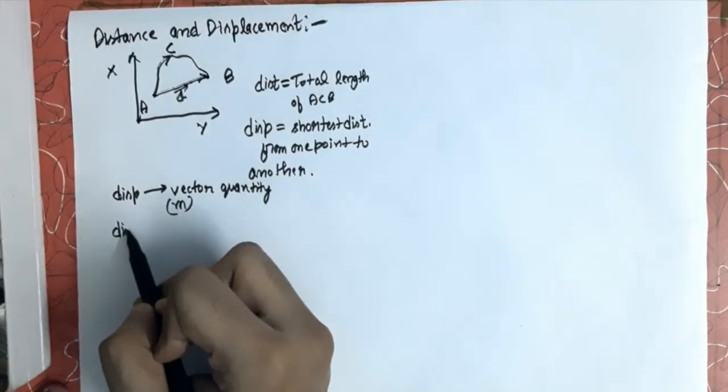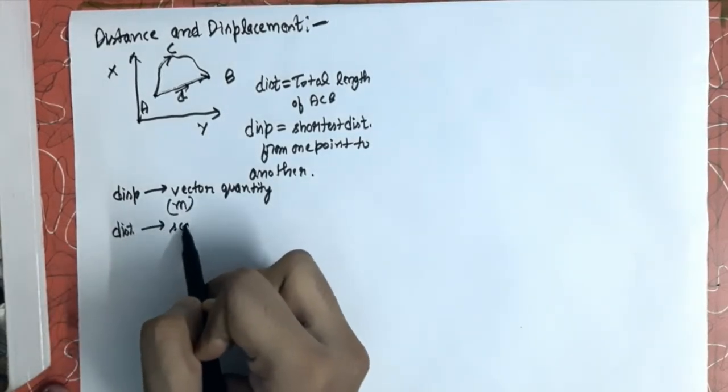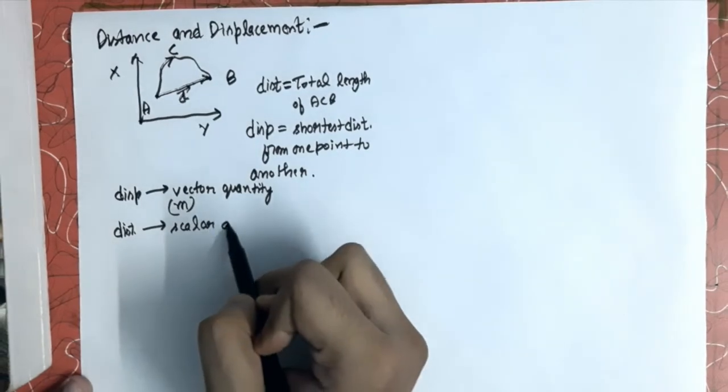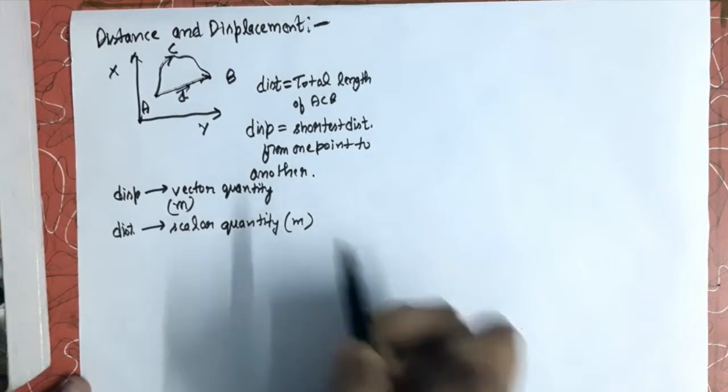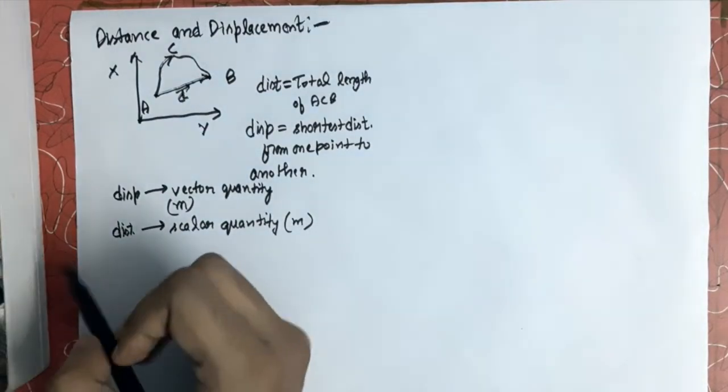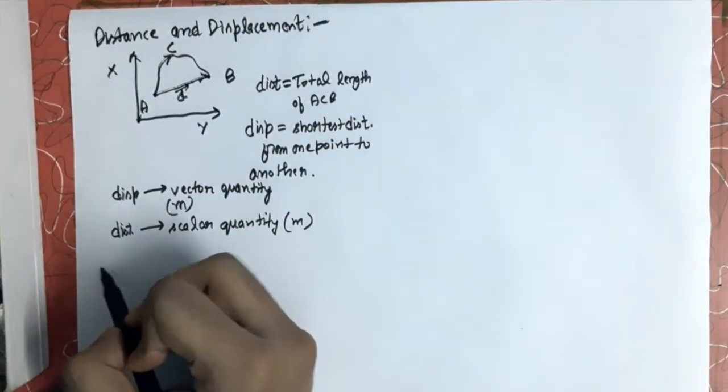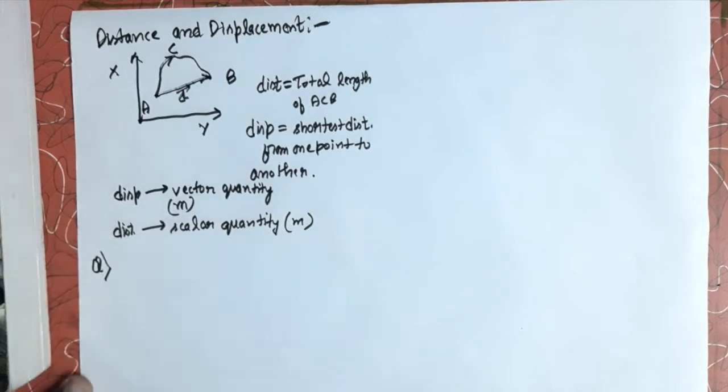Distance is a scalar quantity, it has the same unit, meter. Now let's take an example of the concept that I mentioned. So this is a question.